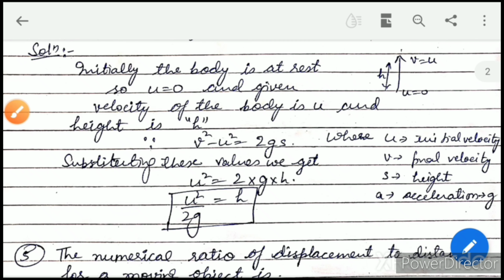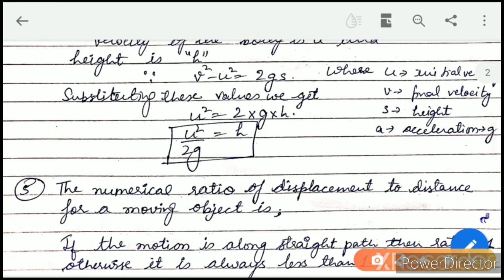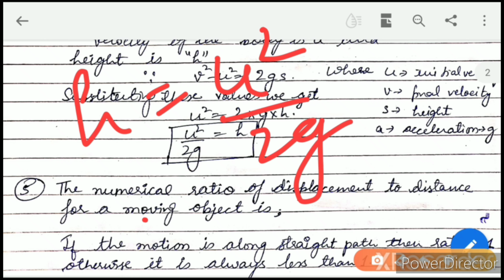Okay, now from the third equation of motion, v square minus u square is equal to 2as. a is replaced by g. Substitute all the values. What we see here, u square is equal to 2gh. Now we need to find h. So transpose this. So h will be equal to u square upon 2g by transposing the terms. This is the highest height up to which the object will move.